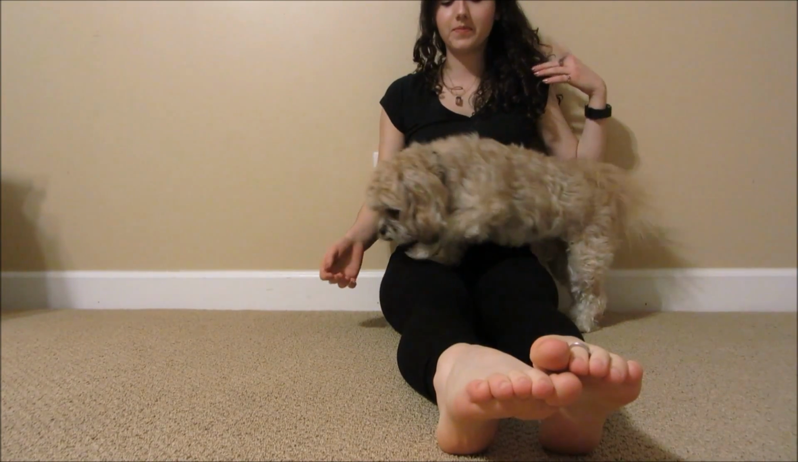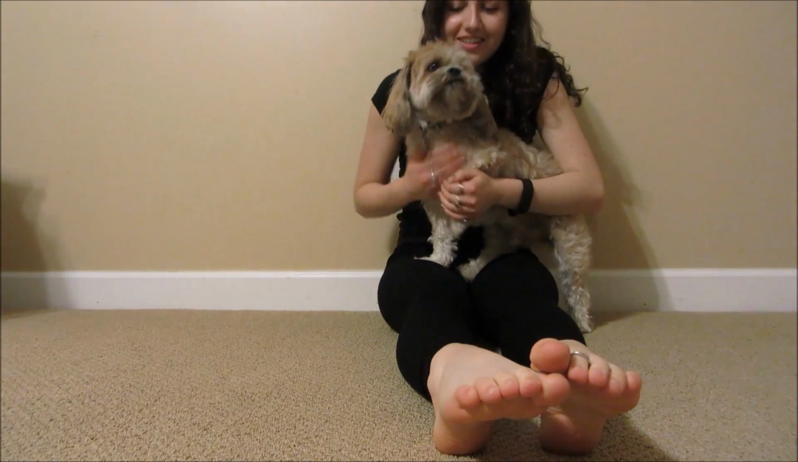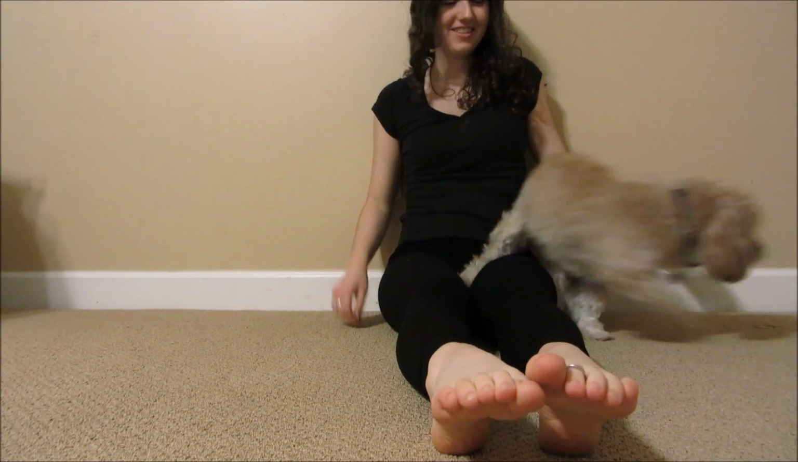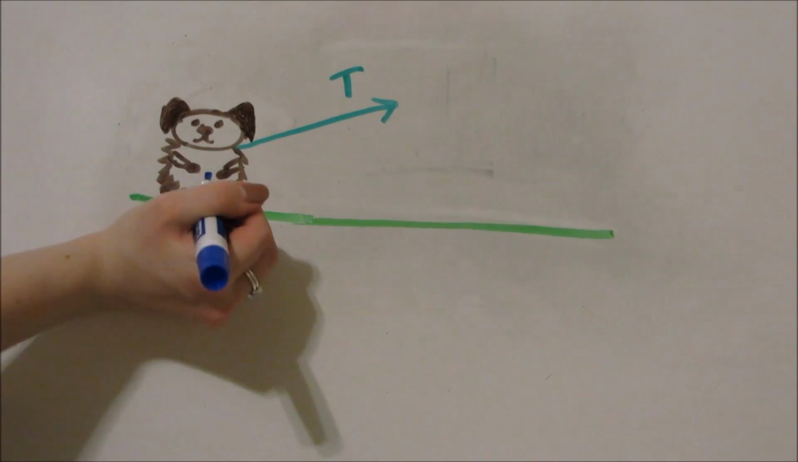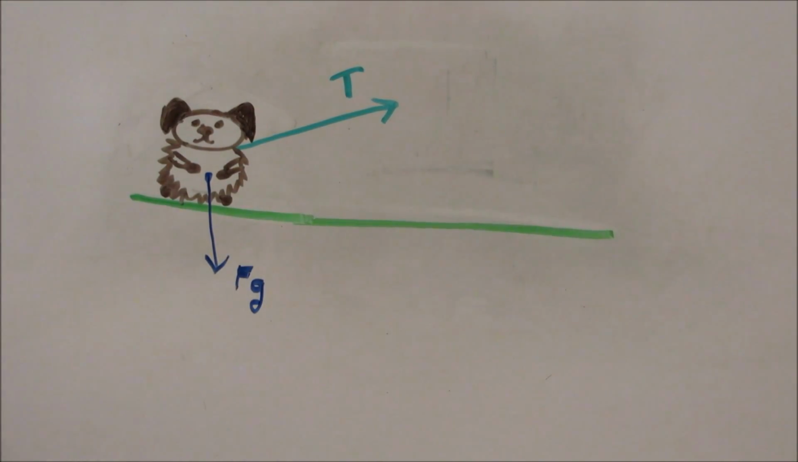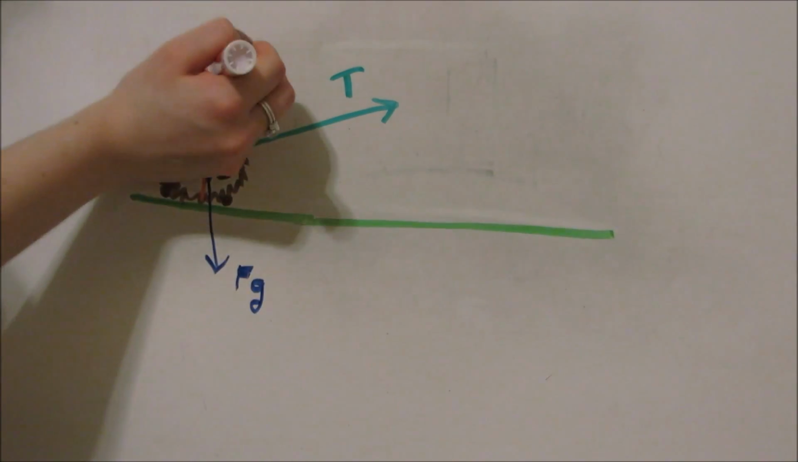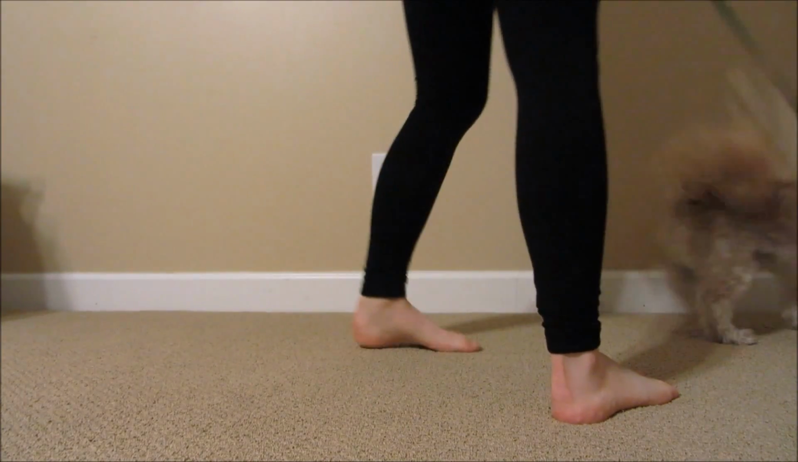So, when we have a puppy sitting in my lap, the puppy applies its force of gravity to my legs, and therefore my legs must apply an equal and opposite force onto the puppy. This force is known as normal force. Normal force is drawn from the point of contact through the object to which it is applied. So next, I can take my puppy for a walk.